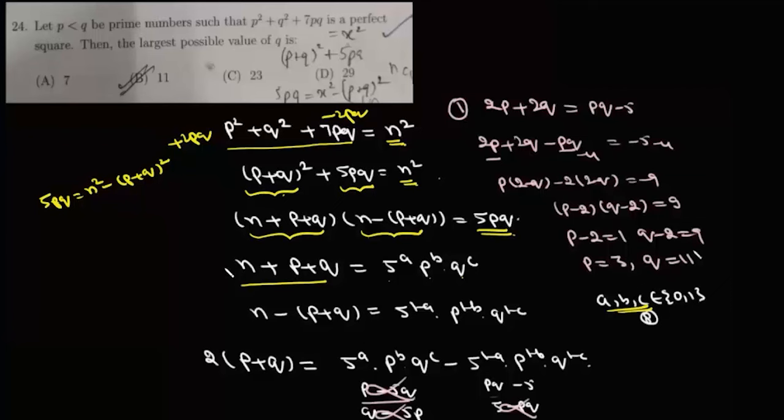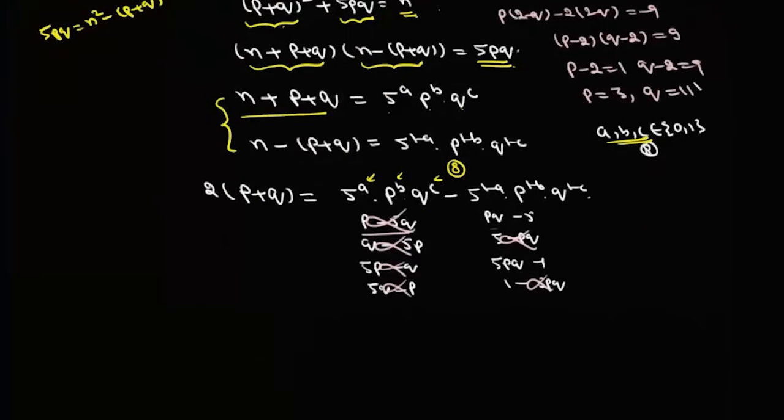Now what we'll do is, we'll subtract the second from first, then we can write 2 times (p plus q), and it'll be 5 to the power a, p to the power b, q to the power c, minus 5 to the power 1 minus a, p to the power 1 minus b, q to the power 1 minus c. And since we have two choices each for a, b and c, there'll be a total of 8 possibilities. Now we are going to write all the 8 possibilities. So it can be p minus 5q, q minus 5p, 5p minus q, 5q minus p, pq minus 5, 5 minus pq, 5pq minus 1, and 1 minus 5pq.